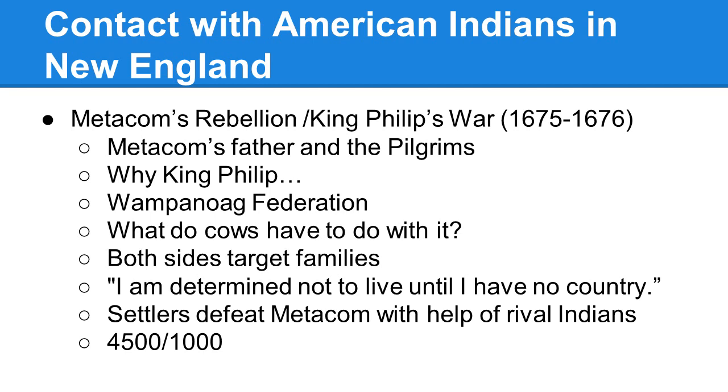So, what we have written down in history, and it could be more than this, is that 4,500 natives perished in King Philip's War or Metacom's Rebellion, whichever one you want to call it, and about 1,000 white settlers. That's a lot of loss of life. And so the Indians that were left just kind of disappeared, went someplace else, and the settlers were left with the land to do as they pleased. And so, in the end, they actually won.